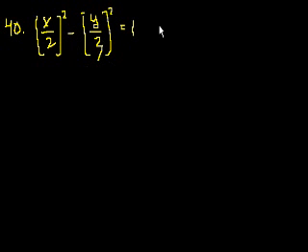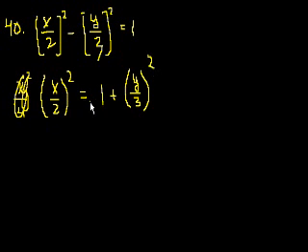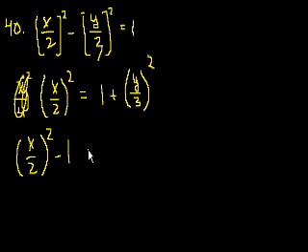Let's put y on the other side. So we get, and let's square this. So this is x squared over 4. Or let me keep it actually in that format. Let's keep that as (x over 2) squared is equal to 1 plus (y over 3) squared. Let's subtract 1 from both sides. So you get (x over 2) squared minus 1 is equal to (y over 3) squared.